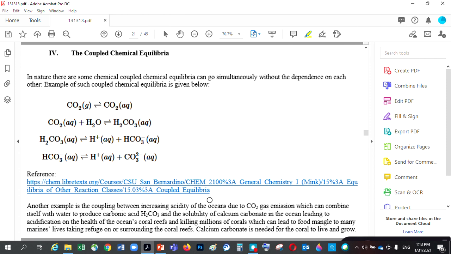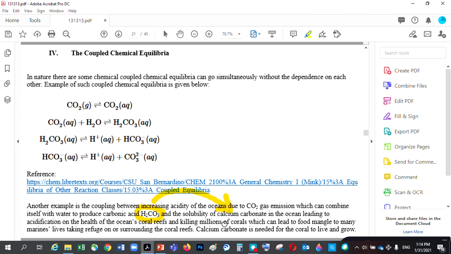Because we have a lot of CO2, carbon dioxide emission, that will lead to carbonic acid being produced in large amounts. And this carbonic acid will be used to dissolve a lot of calcium carbonate in the ocean, leading to a lot of acidification of the ocean. When the oceans are so much more acidic, they really kill the coral, and the coral reefs will be killed, and millions of corals will vanish because of this high acidity. The corals are made of calcium carbonate, very well known.